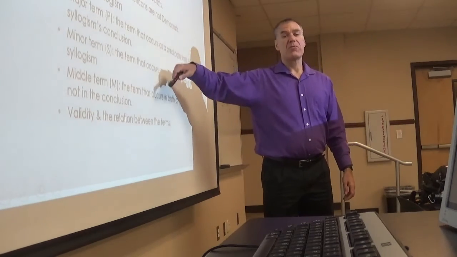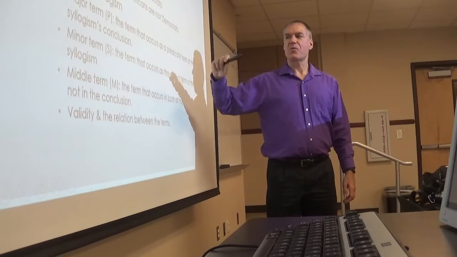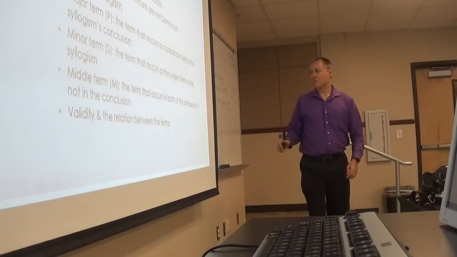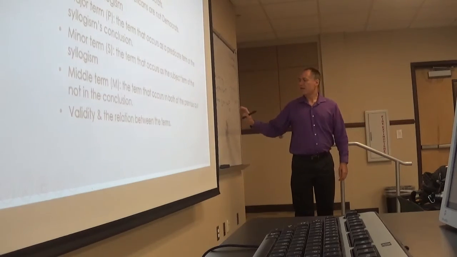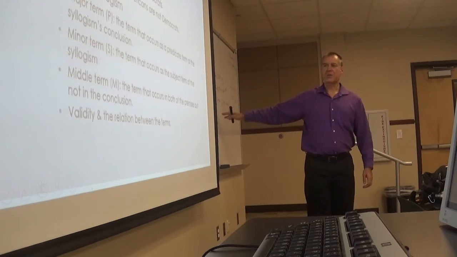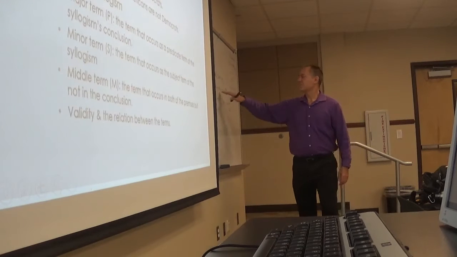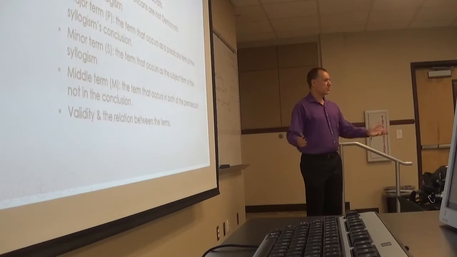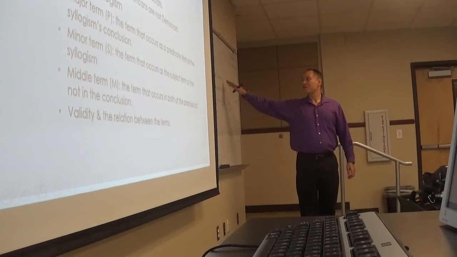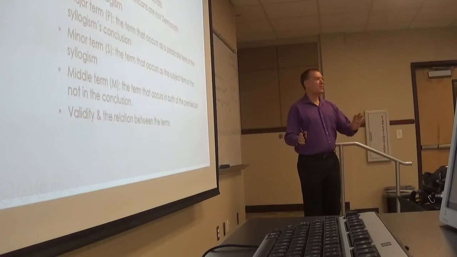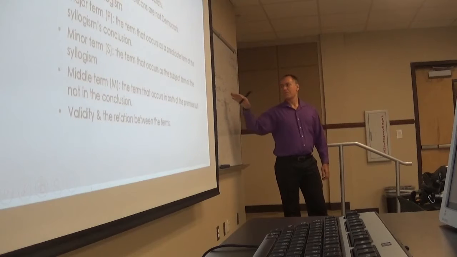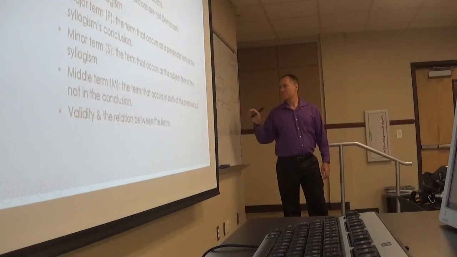Assuming it's set up in proper form, and you've got all the categorical claims in standard form, the major term, the P term, is always the predicate of your conclusion, the minor term is the subject of your conclusion, and the middle term, M, is always the one that's not in your conclusion. And as you can see, it serves supposedly to connect the two. So kind of the pattern of reasoning, what's going on properly, is you link S to M, you link M to P, and then you link S to P through M.